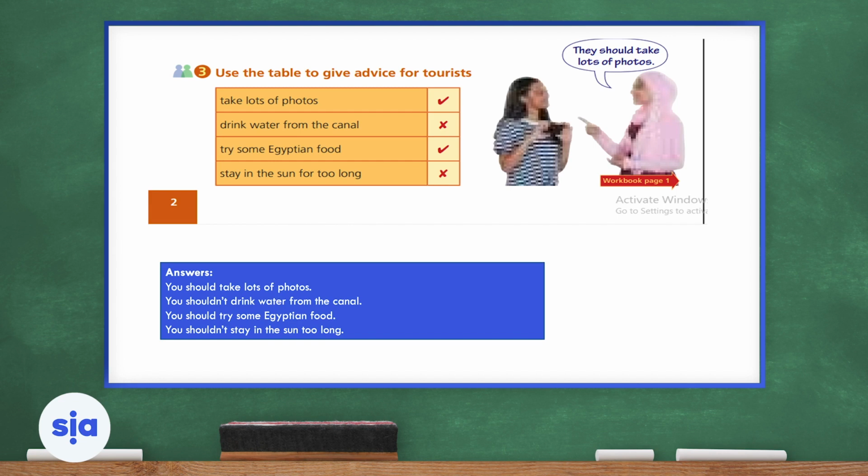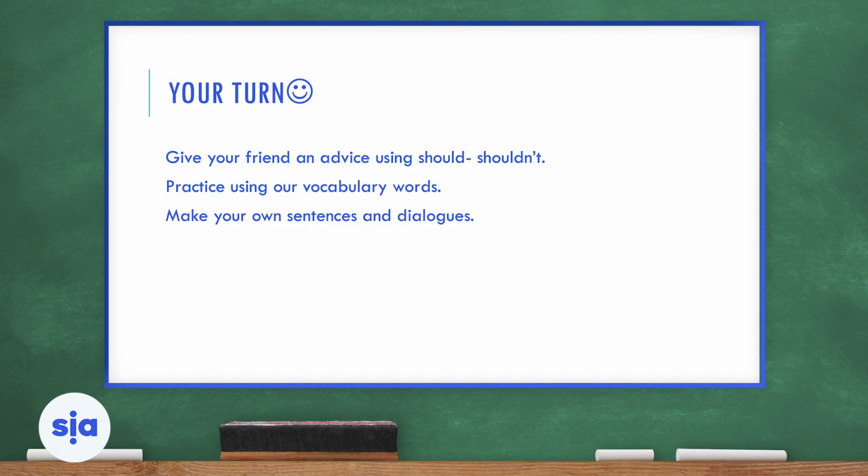You should try some Egyptian food. What kind of Egyptian food do you guys suggest? Do you suggest koshari or molokhia? What do you like? And you shouldn't stay in the sun too long. Now it's your turn. Give your friend advice using should and shouldn't, and practice using your vocabulary words and create your own sentences and dialogues.